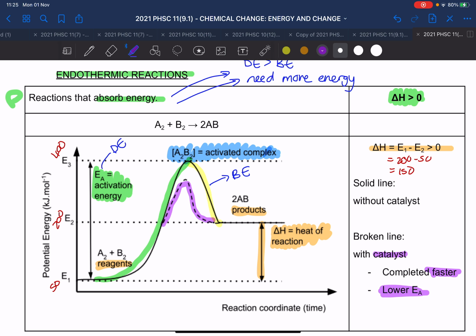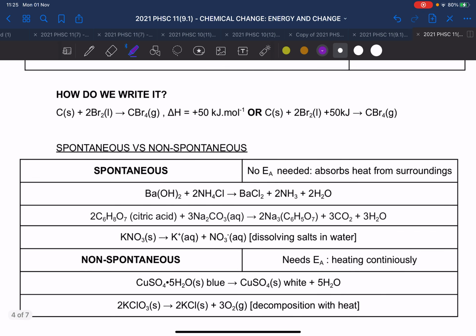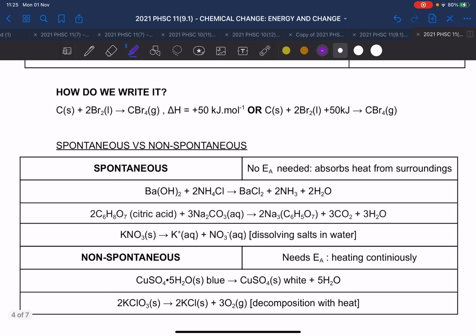Okay, let's see how we write this down. Again the same as the previous one. You make a comma and then you write it. Now you write it as one of the reagents, not the products, sorry, because you require the energy.